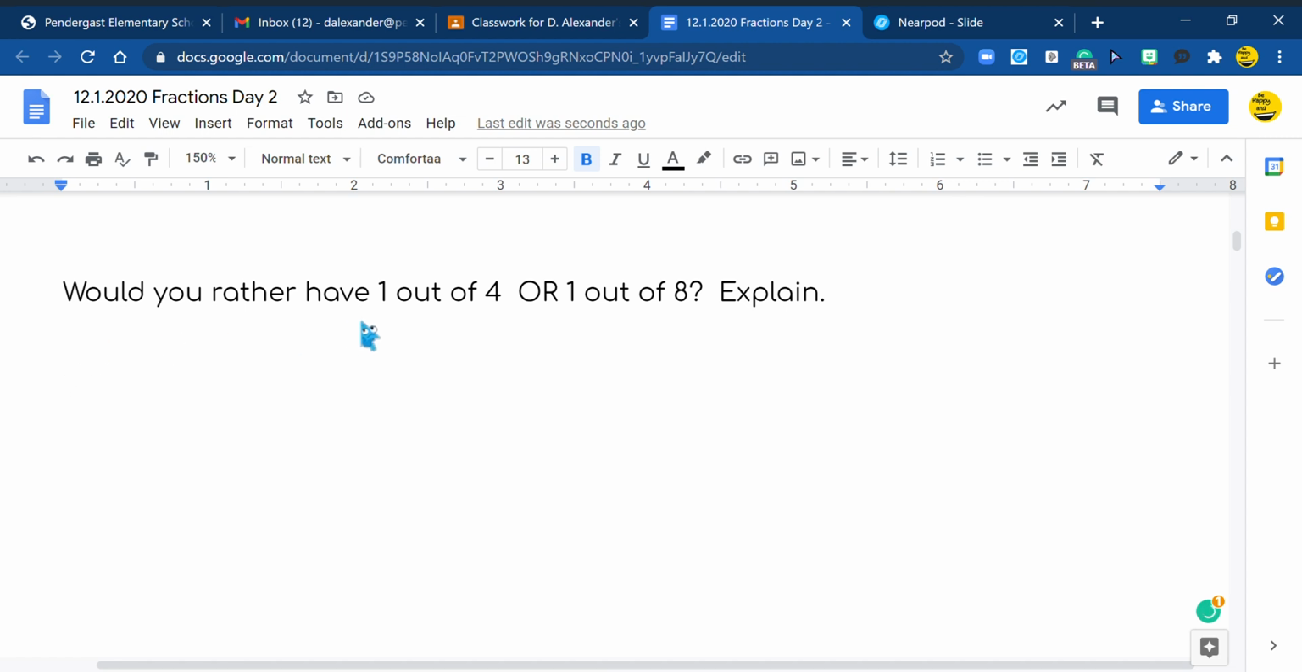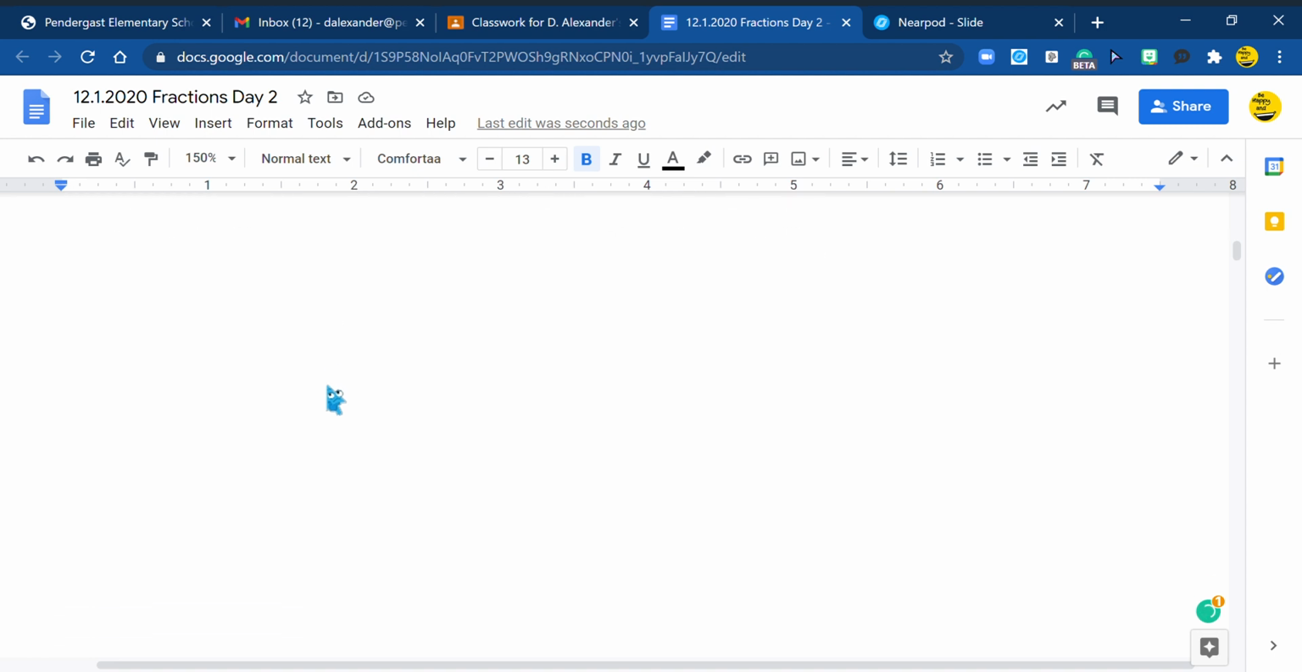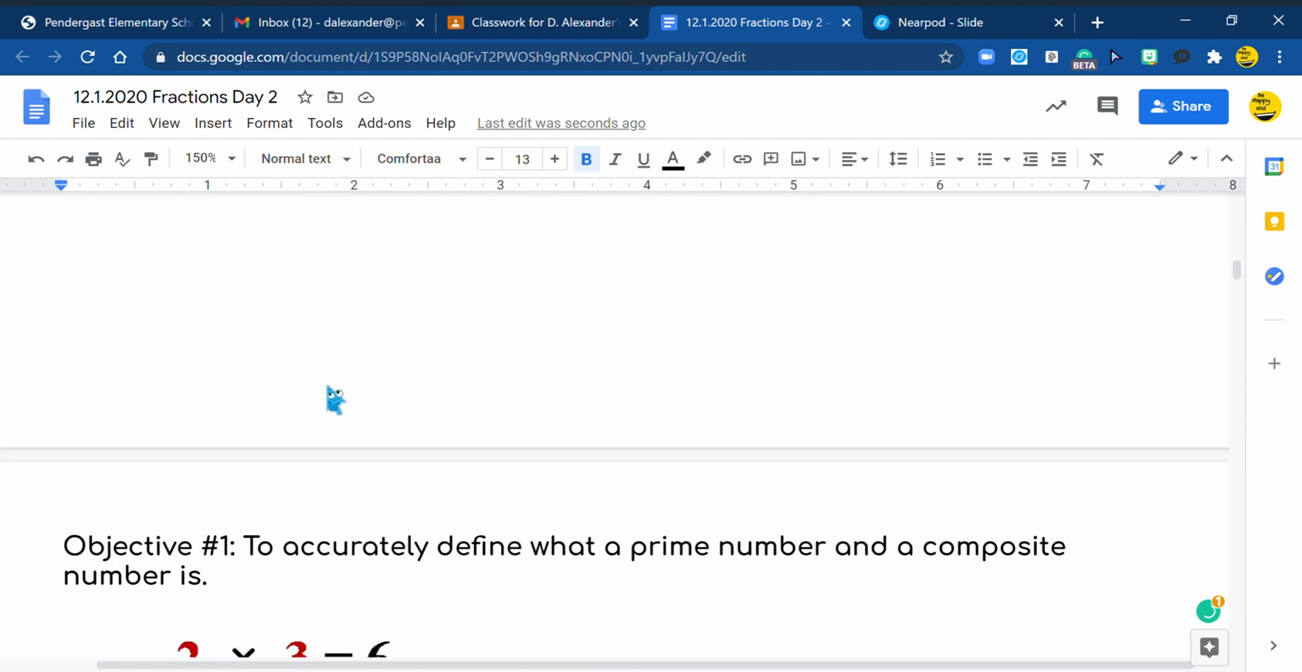Would you rather have 1 out of 4 or 1 out of 8? And then you need to explain why you pick what you want. And then I'll let you know a little secret about this part. But now we're going to move on to prime and composite numbers.